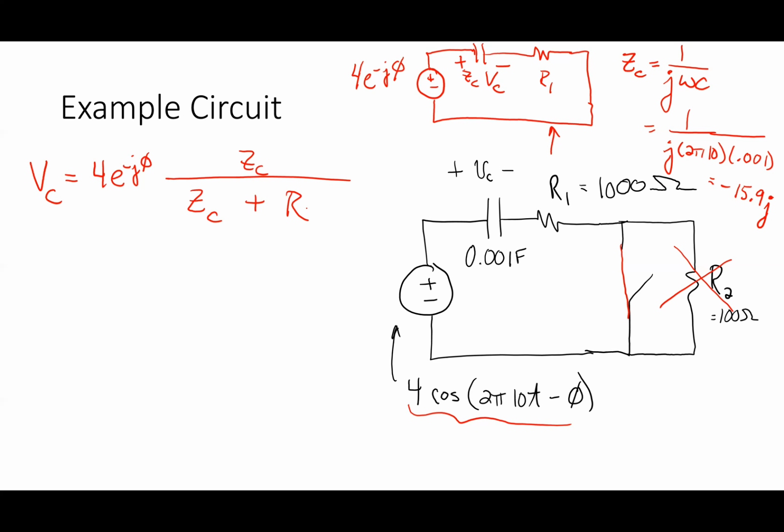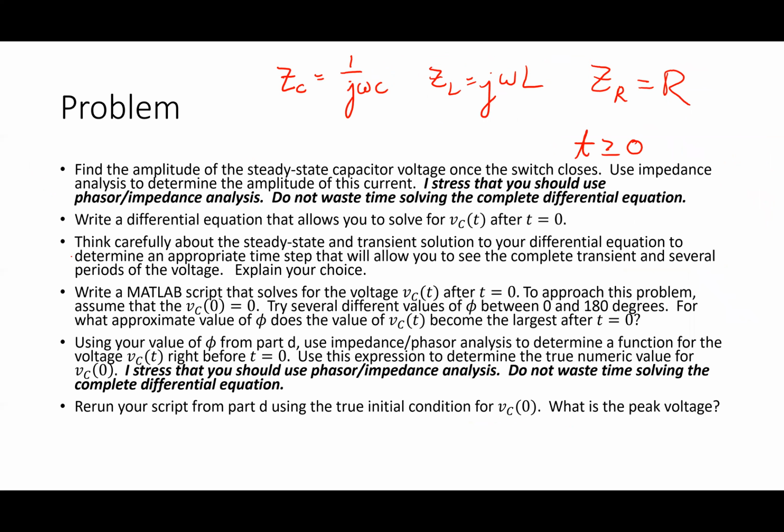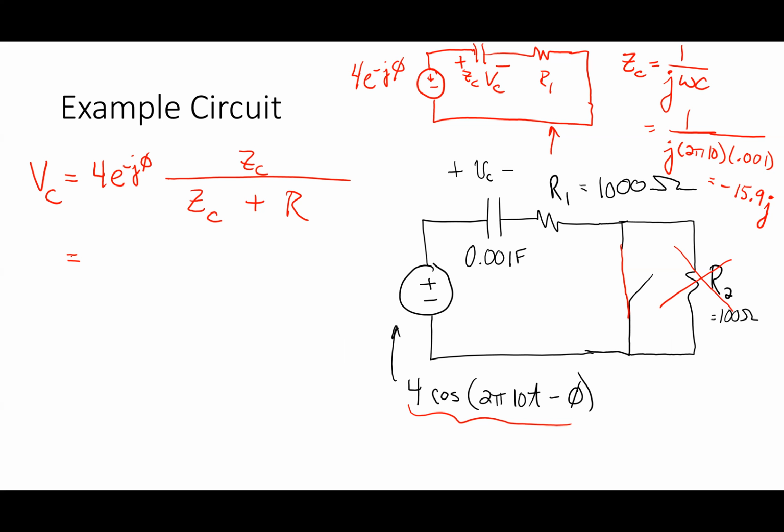I go through that whole process like that. From that point onward, what am I asking you for? Let's look at my question: find the amplitude of the steady state capacitor voltage once the switch closes. If I'm asking about the amplitude, I don't care about the angle part here, do I? So let's solve for the amplitude.